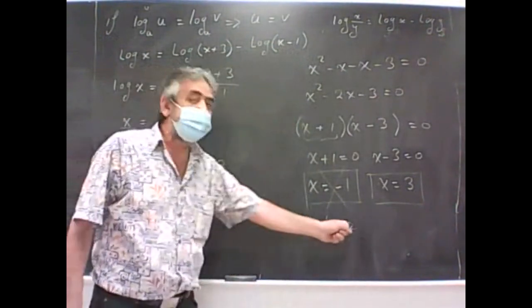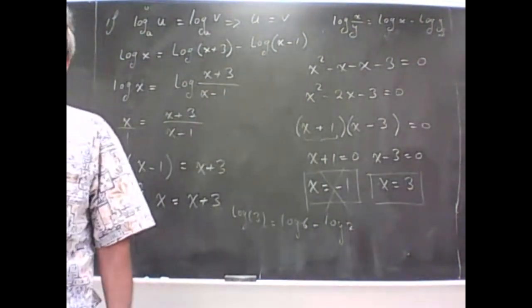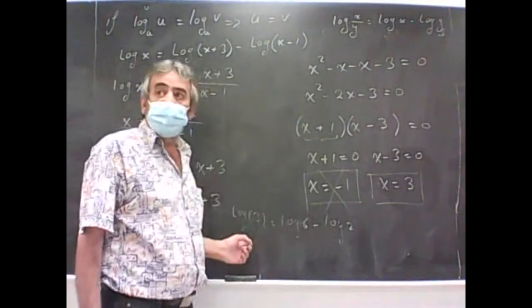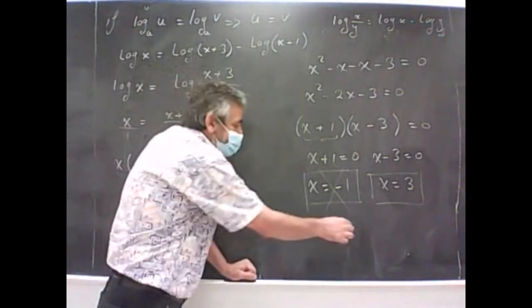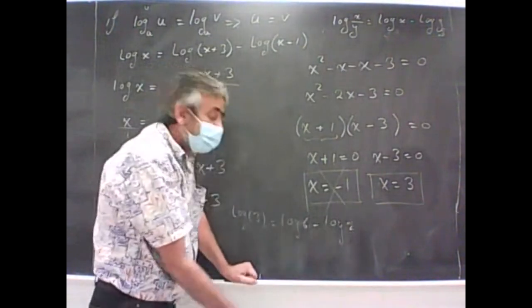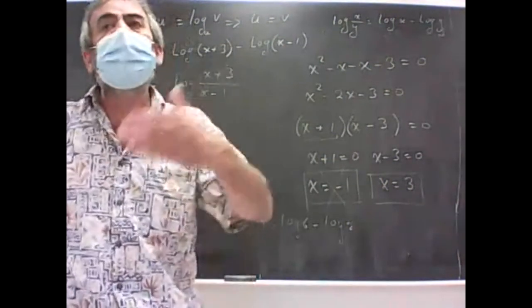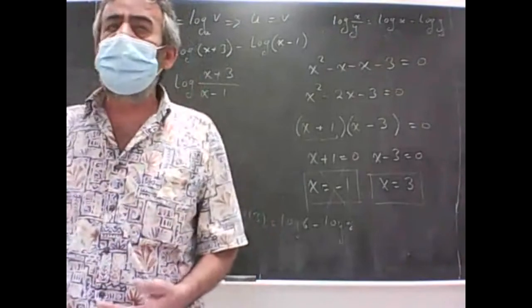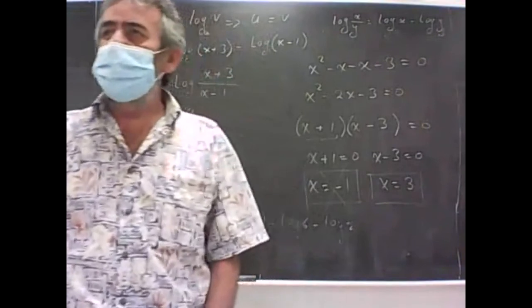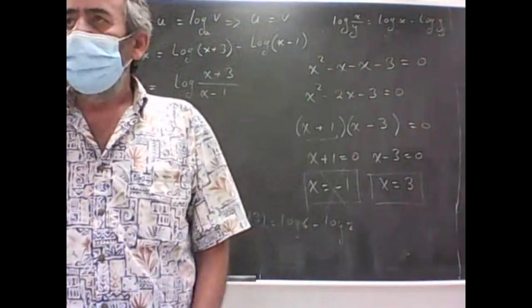Notice, all the numbers inside the logs are positive numbers. They're acceptable, all of them. All you have to do is make sure that these are equal to each other. Well, the subtraction is basically dividing the arguments, and 6 divided by 2 is 3. That's your 3. So you always have to go back and check, does that answer make sense or not? If it doesn't make sense, you have to drop it.